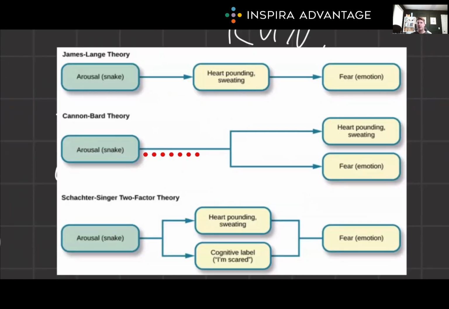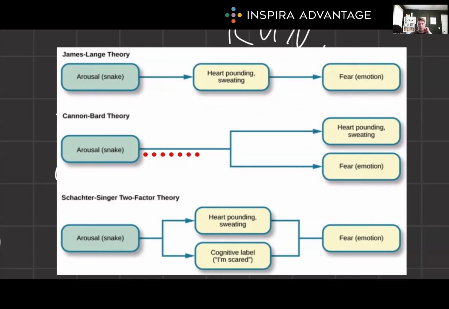Now, to better understand the Cannon-Bard theory, it's helpful to compare it with other theories of emotion. The James-Lange theory up top is very linear. It suggests that the physiological response occurs first, and then you interpret the emotions. For instance, seeing a snake would first make your heart race, and then you would feel fear. Whereas with Cannon-Bard, we know that those are both happening at the same time.